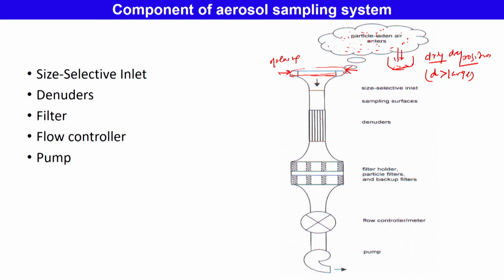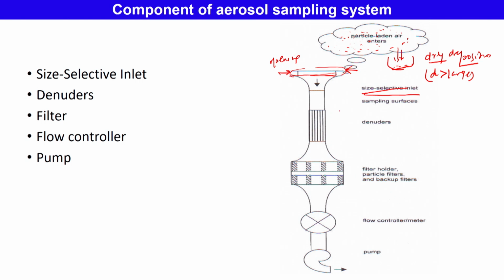Now once the air is there, what are the other things? Now you have to decide here, once you have a device that okay, opening is there and air can come from there, then what you have to do, you have to do size selective inlets. So you have to decide what size of particles you are going to collect, for example say PM10, PM2.5 or TSP, and accordingly you have to design your sampling system.